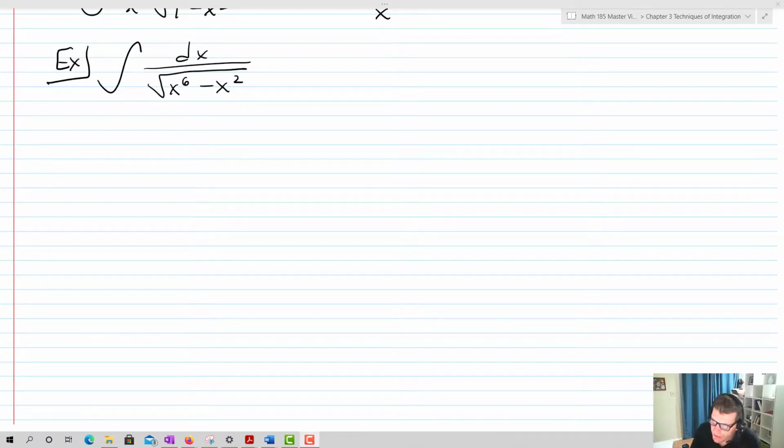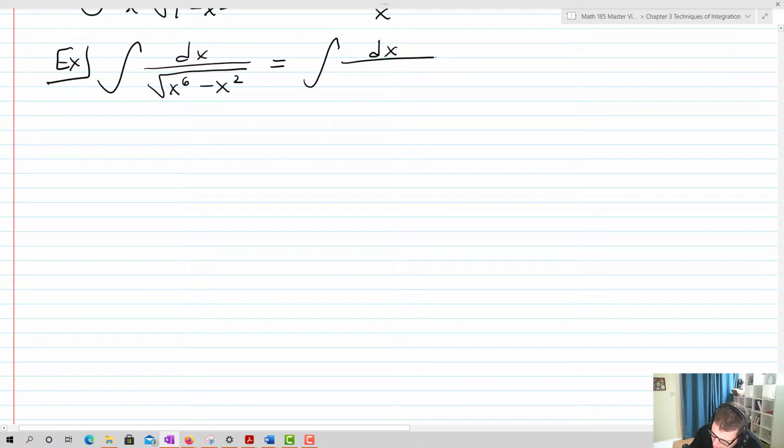So now let's take a look at another example. And this one doesn't immediately look like anything that we would expect. If you look at it, there's an x to the 6. What do I do with this? This doesn't have my form. But if I go through and do a bit of algebra, I can see that it will have one of the forms that I want.